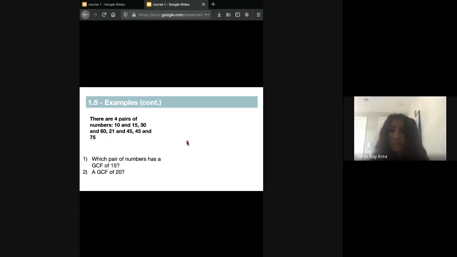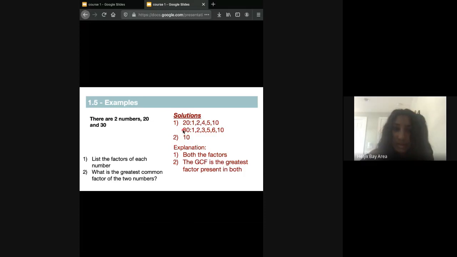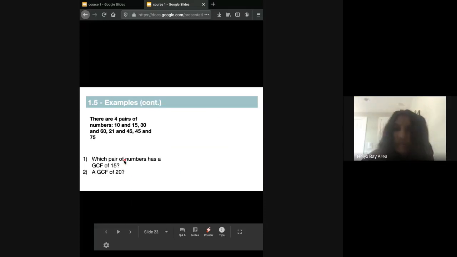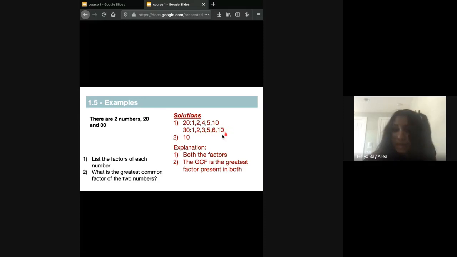So we have 4 pairs of numbers this time. 10 and 15 are paired together. 30 and 60 are paired together. 21 and 45 are paired together. No, 15 is not a factor of 20 because 20 can't be divided by 15 without a remainder. So therefore, the greatest common factor is only going to be 10. We know 15 is a factor of 30. There are like infinite factors, but we've reached our greatest common factor here, and there are no more factors of 20, except of course 20 itself, so we know that we can stop here without having to factor 30 even more.